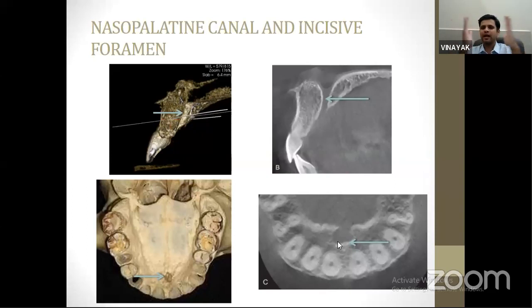It is many times enlarged. So it goes till the distal of 11 and 21. And in case there is any cyst or something in that nasopalatine canal, then it can go up to lateral incisors also. Sir, okay? Yeah.